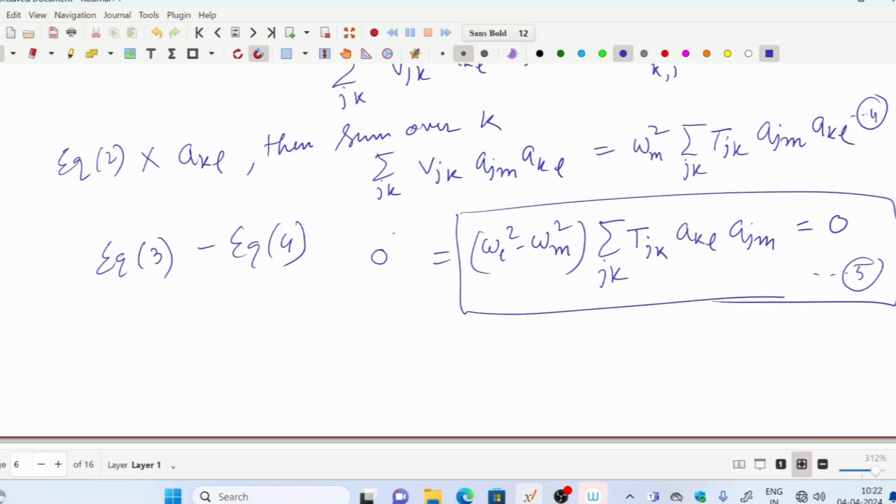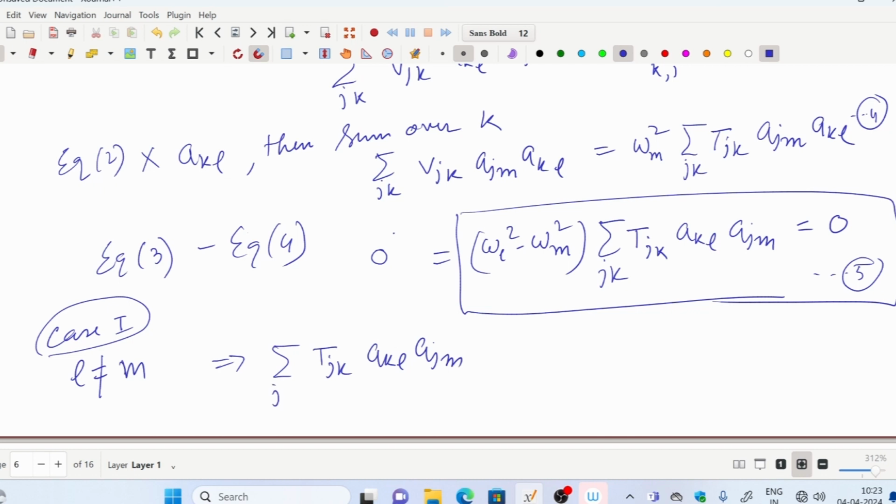Okay. So, equation 5 will have that general equation. So, let us analyze this equation 5. Case 1: when L is not equal to M, then this cannot be 0. So, this implies the sum over j k of T j k a k l a j m will be 0. Okay. So, this equation is the orthogonality condition.